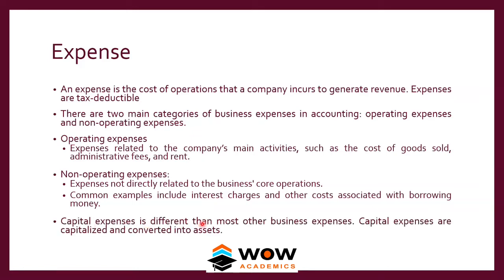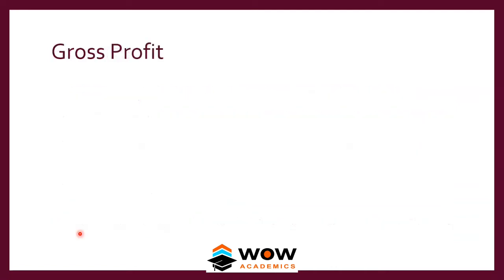Capital expenses are different from most other business expenses. Okay, so capital expense means you are spending some money for the acquisition of an asset. Okay, you are buying an asset, so these are capital expenses. So capital expenses are capitalized and converted into assets. Okay, so usually the other expenses are called revenue expenses. Okay, and capital expenses are huge amounts of expenses which are actually assets. So now we look at what is gross profit.